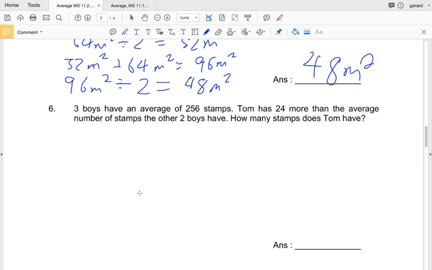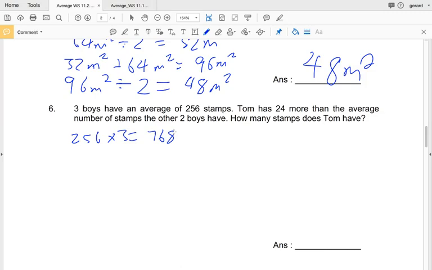Okay, first we have to find the total. Alright, 3 boys, average of 256 stamps. 256 stamps times 3 will give you the total. Press calculator, 256 times 3, 768. Alright, Tom has 24 more than the average number of stamps the other 2 boys have.